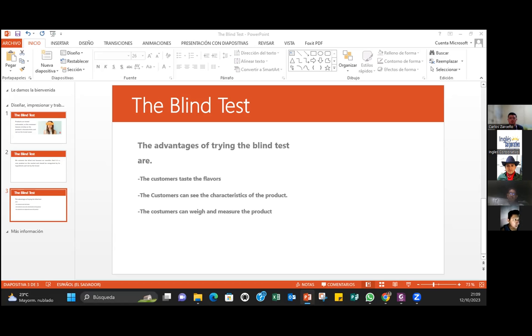For season or for flavor, for this product. And number three, the customer can weigh and measure the product. This is very important because the customer can see the weight of the chicken. It is a big product, not a small product, and if he wants to measure the product, the customer can measure it. For that reason, we are talking about those three characteristics, which are very important in a new product in the market.